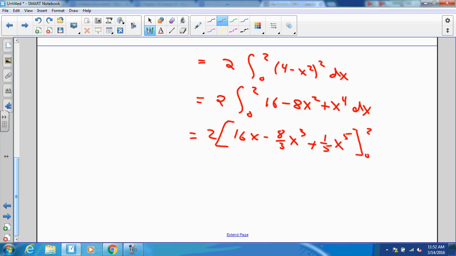From 0 to 2. This is a little bit of a pain. I get 32 minus 64 thirds plus 32 fifths. And that's a good enough number, and we can leave it right there.